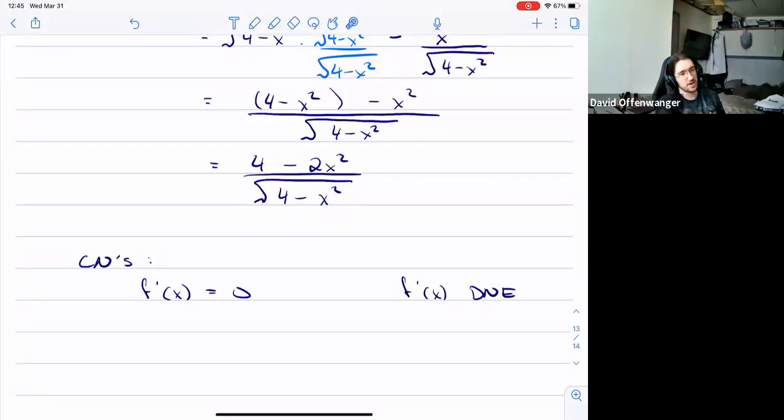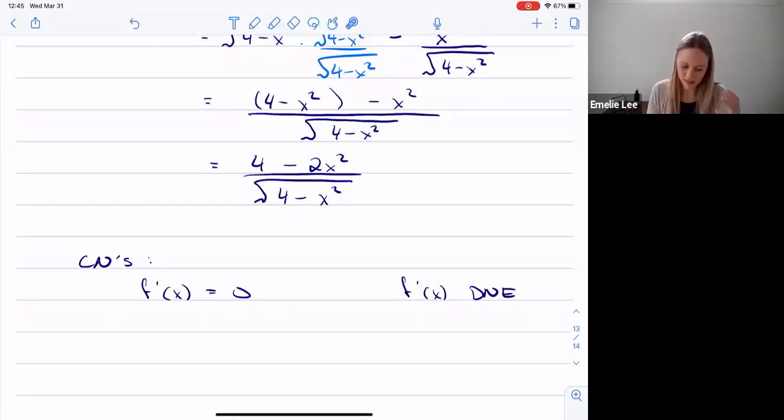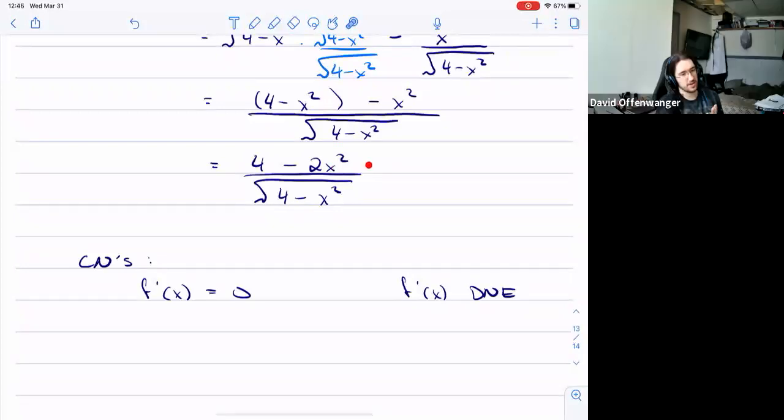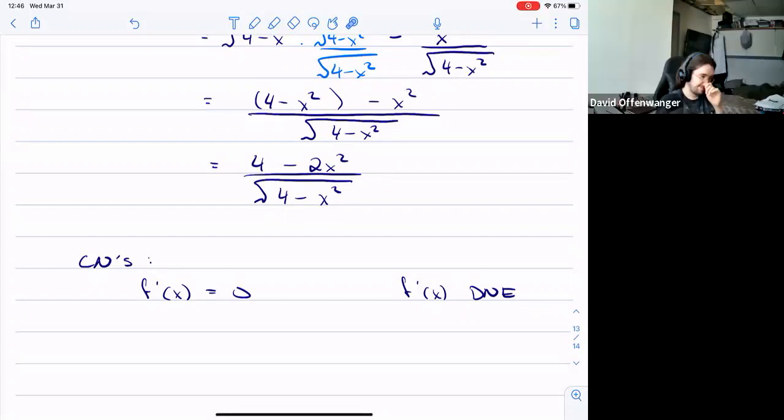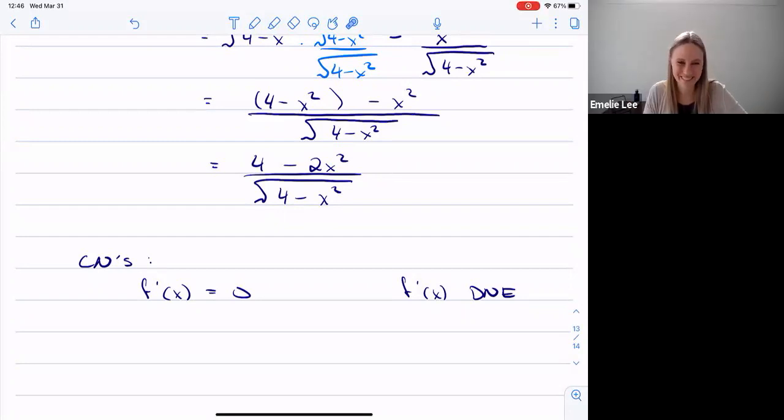We're just figuring out where root 4 minus x squared is 0 or negative. From this point, you can do it. Just math now. So give that a go. Also try the example that we skipped just to practice finding those critical numbers, and then check against the notes.